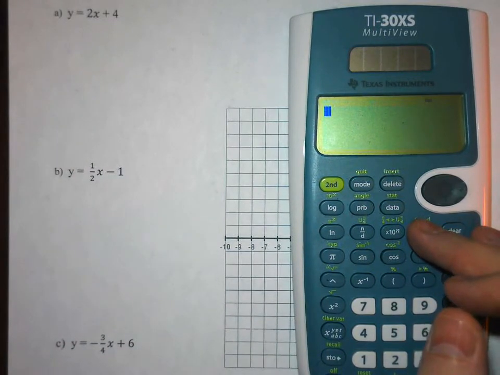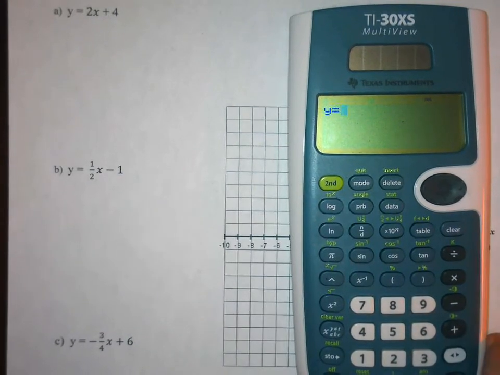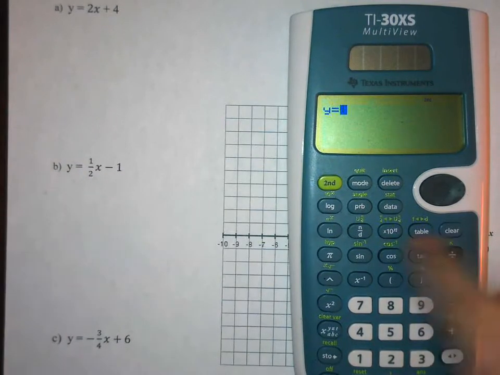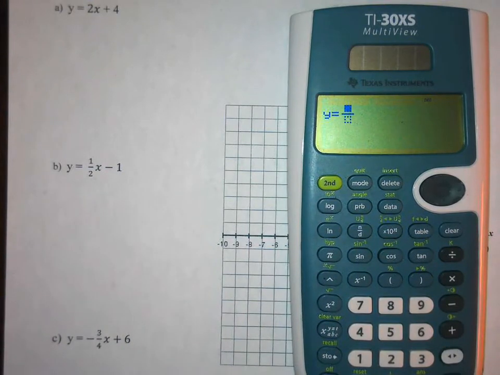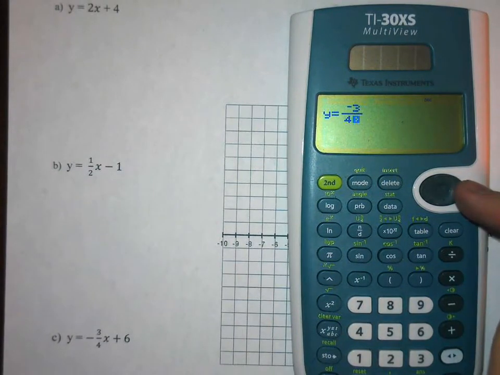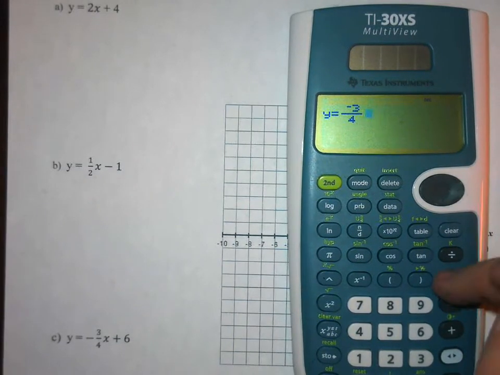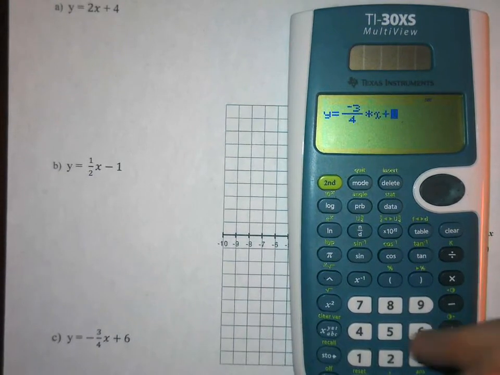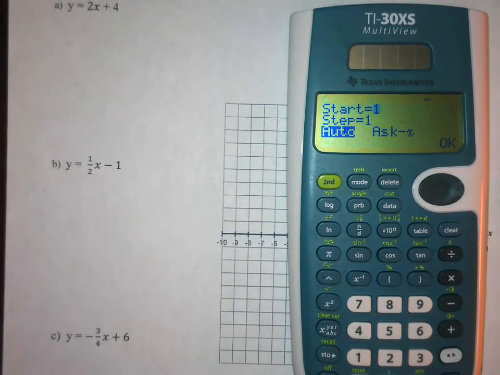Remember to graph this in your calculator, you press your table button, clear whatever equation is in there, and then I'm going to enter in -3/4 x plus 6. So if I want to put a fraction in, I could do the n over d button, and I could do -3 divided by 4. Now to get out of the fraction, I can use the arrow key to the right, and I want to do times x, and then plus 6. Press enter and it takes you to the table setup.